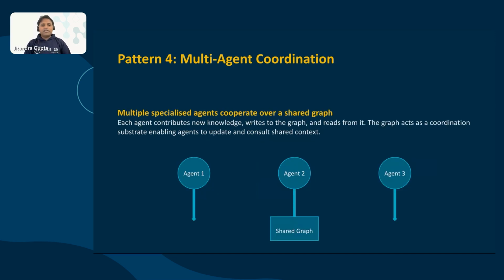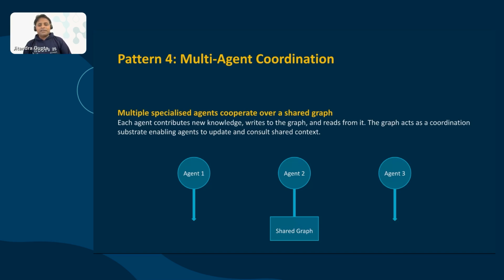The fourth pattern is multi-agent coordination. As we are moving forward, we see that the dimensionality is increasing. Here we are talking about multiple specialized agents that cooperate over a shared graph. In this pattern, let's say that we have agent 1, and it has added some knowledge to the graph. So it writes to the graph and reads from it.